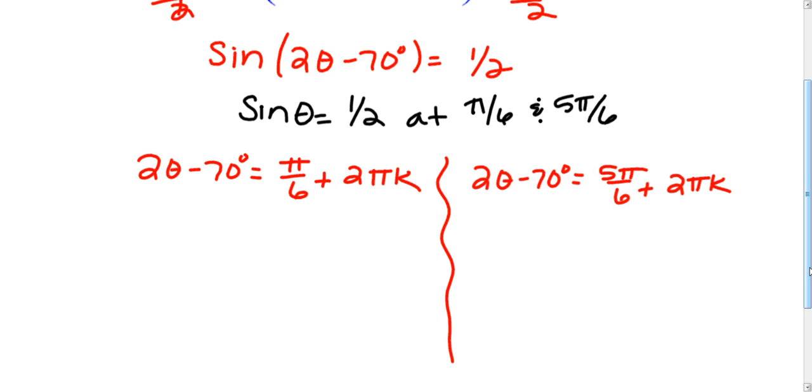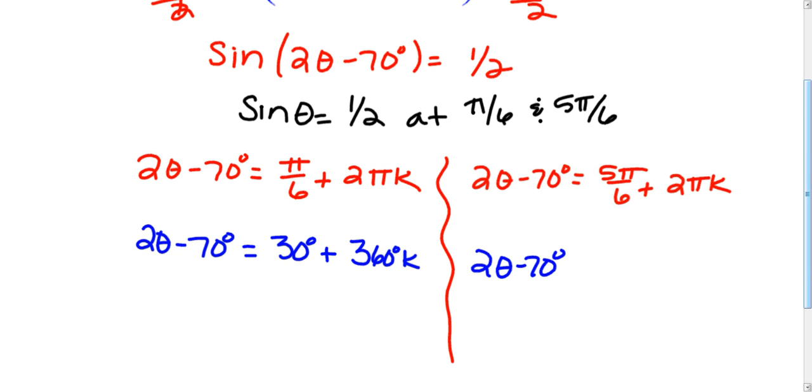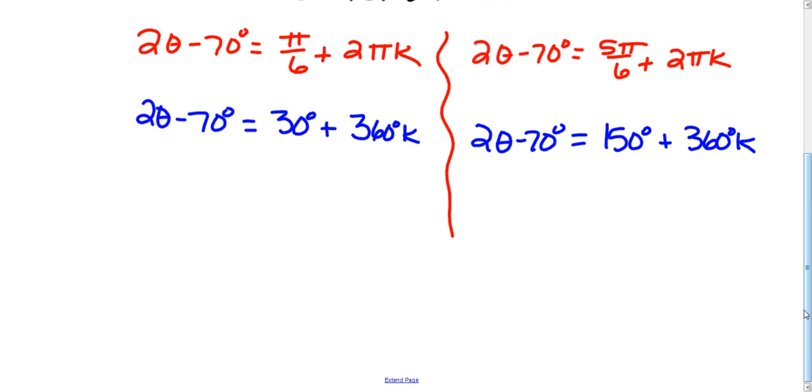So I'm going to switch everything to degrees because I think that's just a little bit easier. So 2 theta minus 70 degrees equals pi over 6, which is the same thing as 30 degrees. And 2 pi is the same thing as 360 degrees. Over here on the right, if I switch everything to degrees, 5 pi over 6 is the same as 150 degrees, and 2 pi, of course, is still 360.